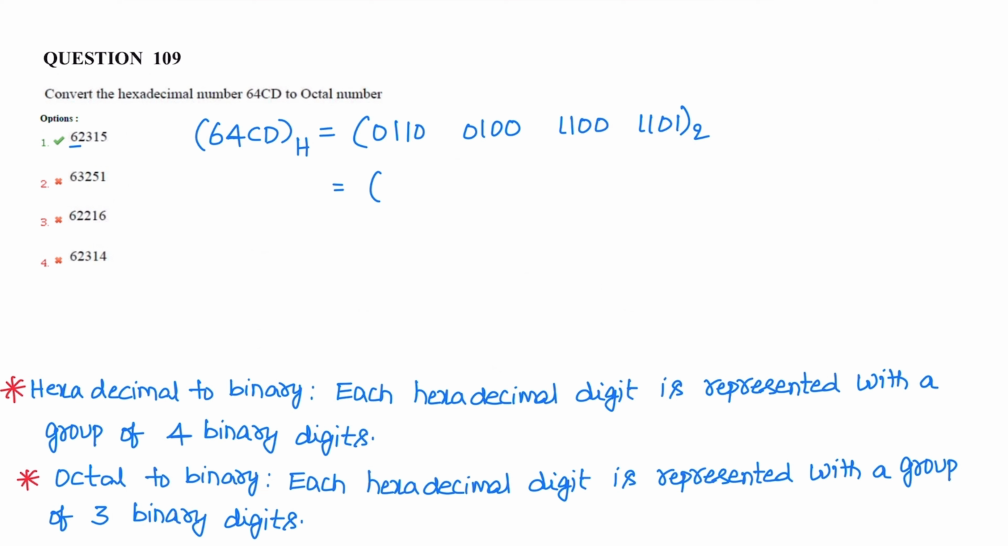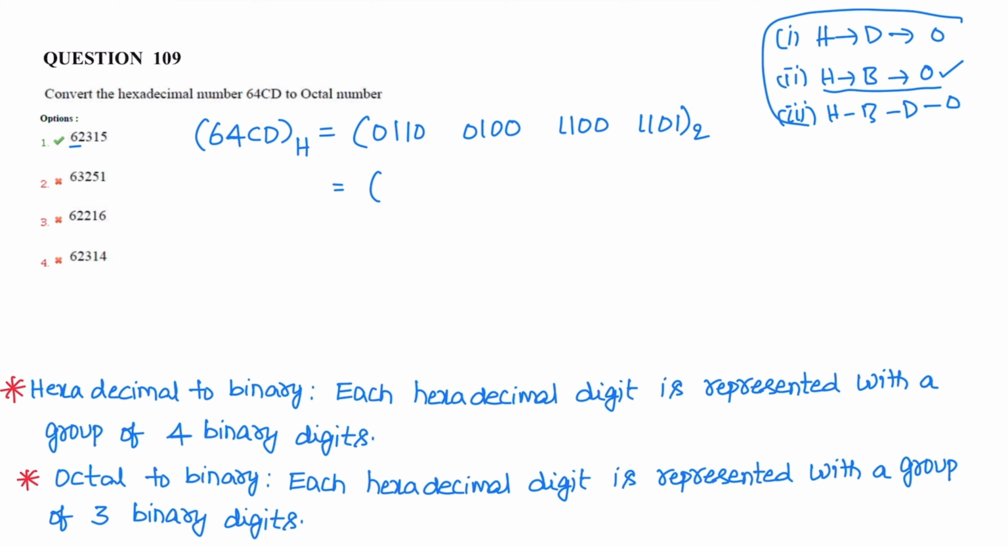Question number 109. Convert hexadecimal number 64CD to octal number. To convert hexadecimal to octal, there are a few methods. One is hexadecimal to decimal and decimal to octal, or hexadecimal to binary, binary to decimal, decimal to octal. The most convenient and easy technique is hexadecimal to binary and binary to octal directly.